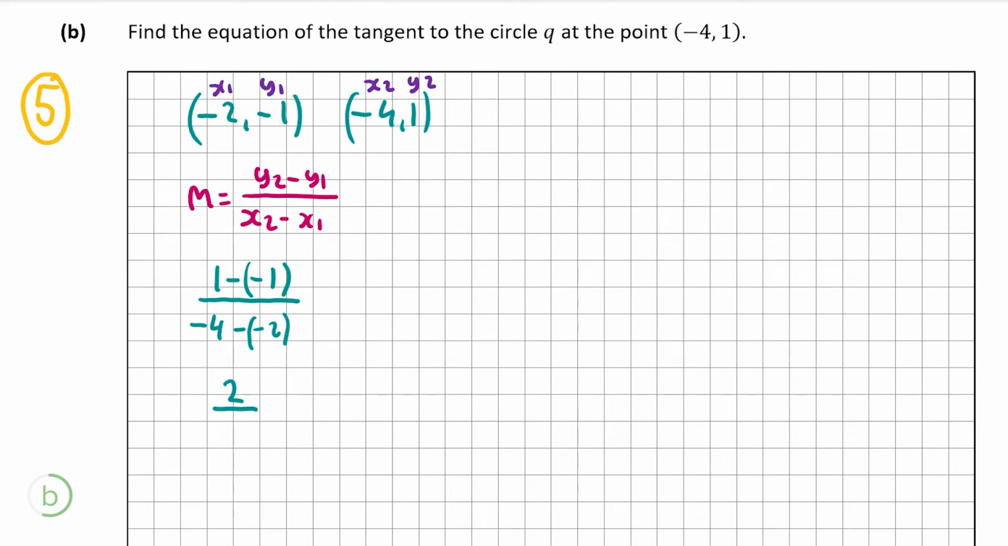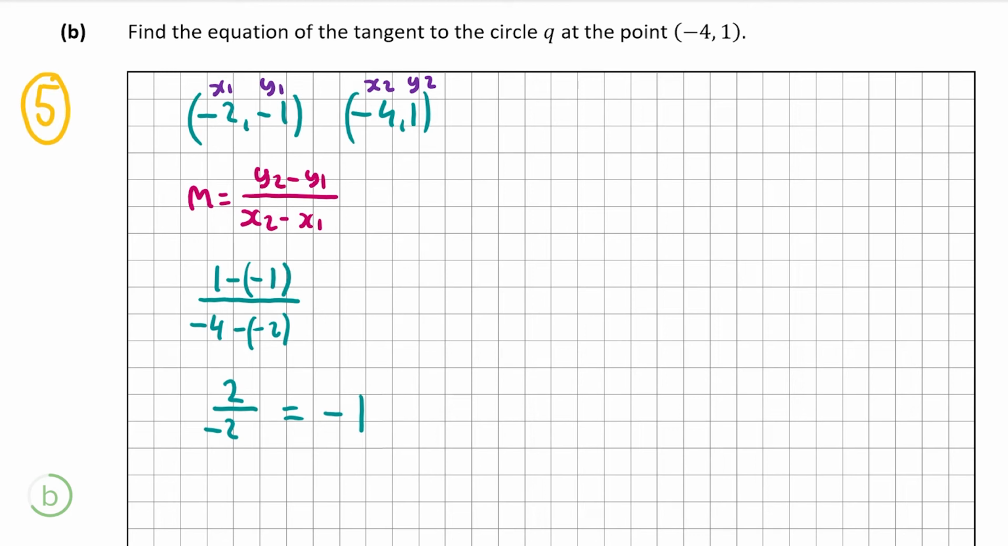So minus 4 plus 2, which is minus 2, and 2 over minus 2 is minus 1, and that's the slope of the line from the centre of circle Q to the point minus 4, 1. So now we have to find the slope that's perpendicular with that, and to find the slope that's perpendicular with the particular slope, you just flip the fraction and then change the sign.